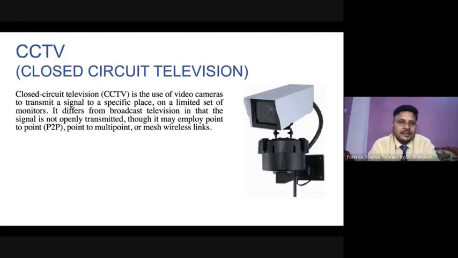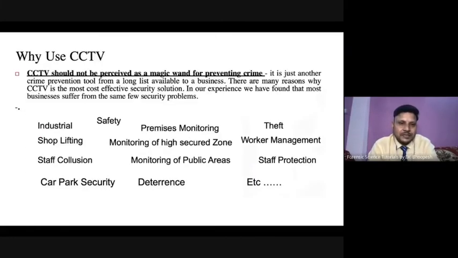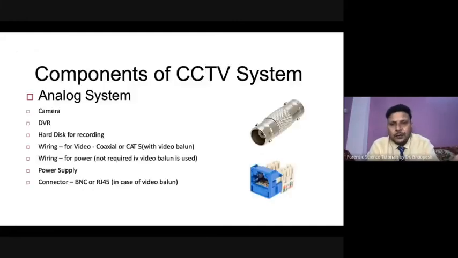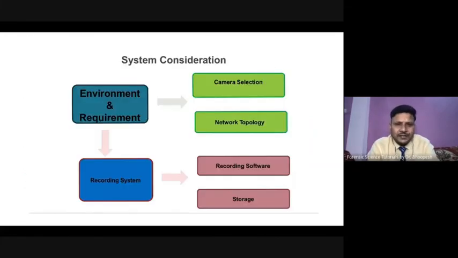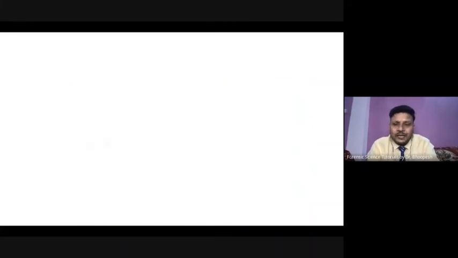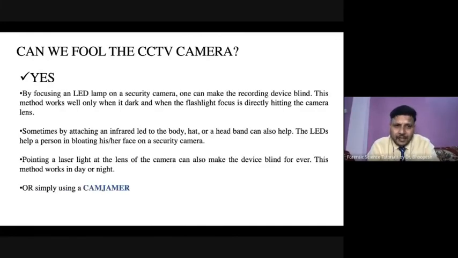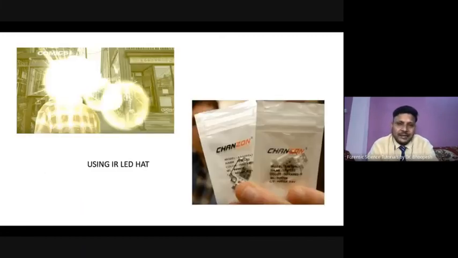Then we know the CCTV camera is used for so many purposes, for safety and for shoplifting and everything. And can you cheat a CCTV camera? Yes, we can even cheat a CCTV camera with the help of an IR LED lamp. I will show you the example. Then there are the cam jammers which can be used. So most of the forensic work is required here. There is a big need, a huge need, of forensic science experts in these areas to identify if any lacuna has happened in this thing.